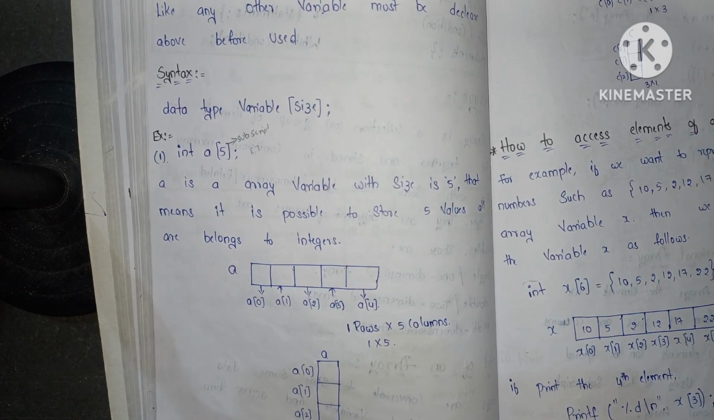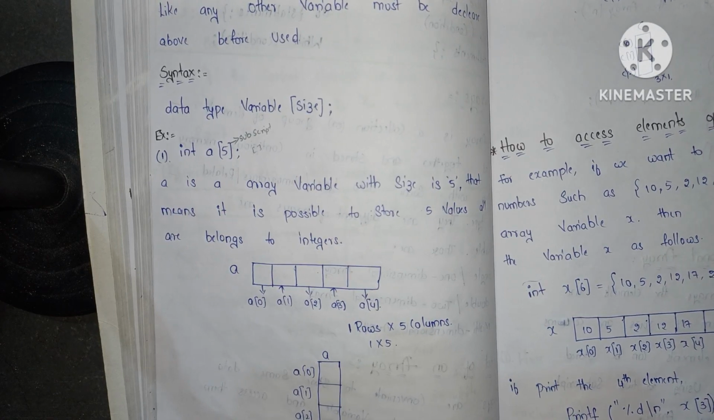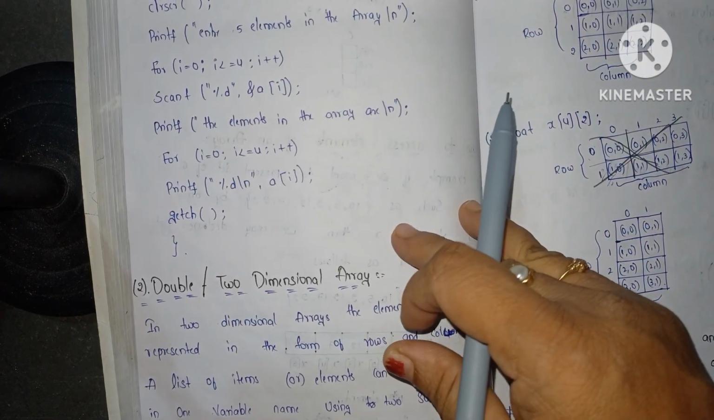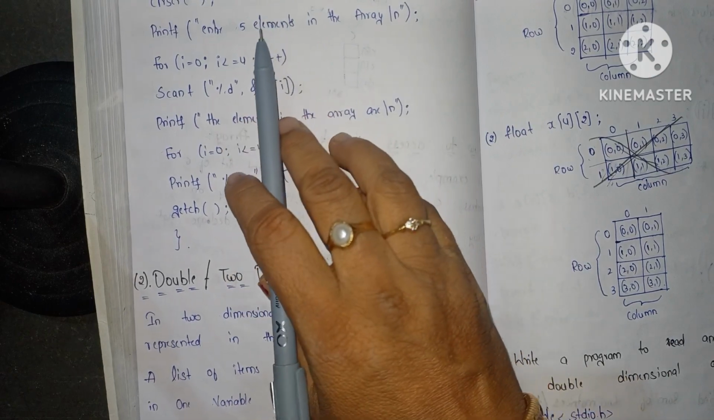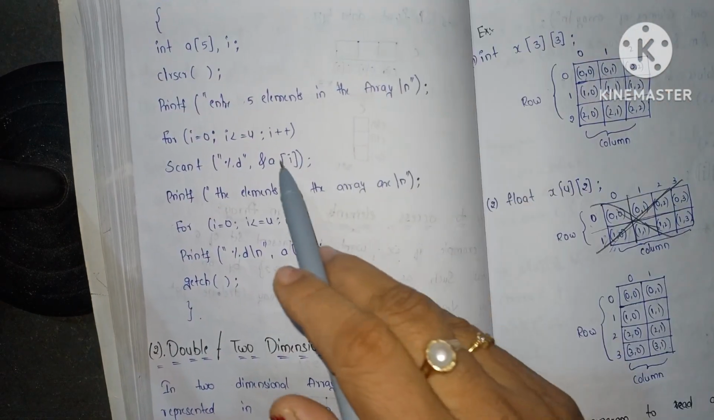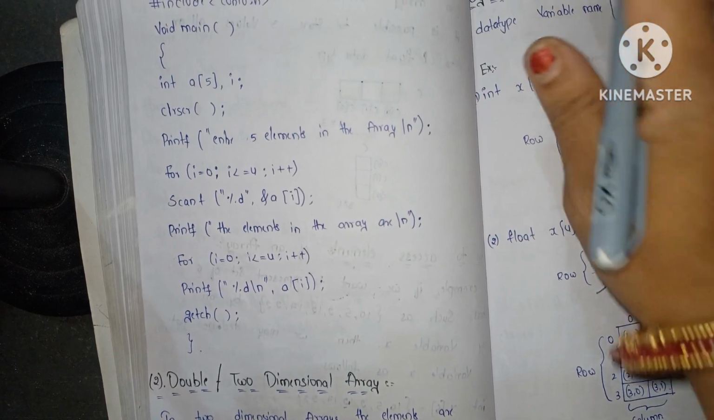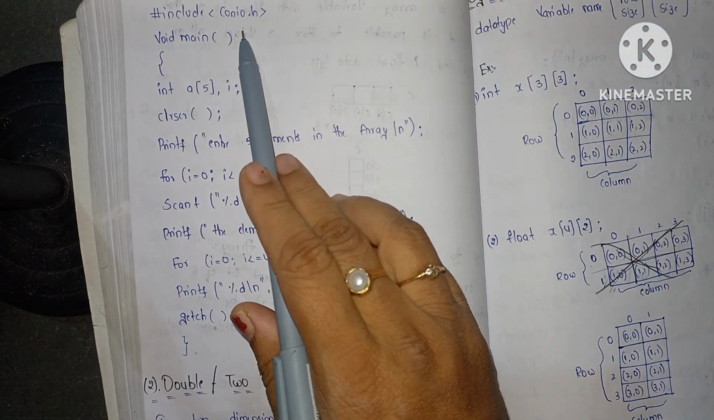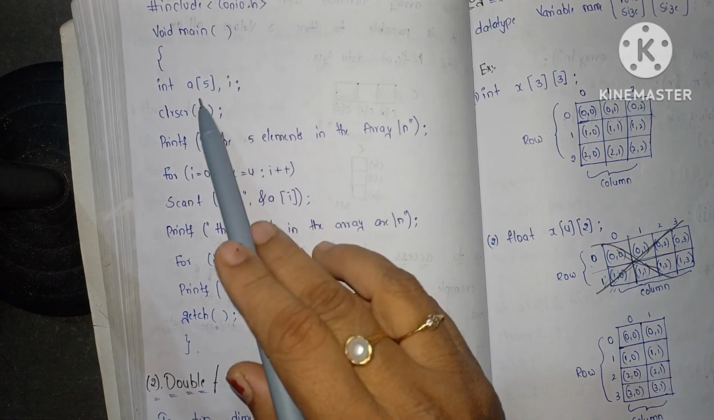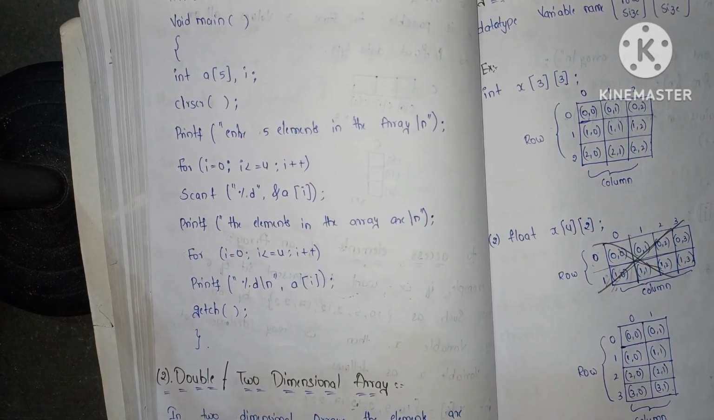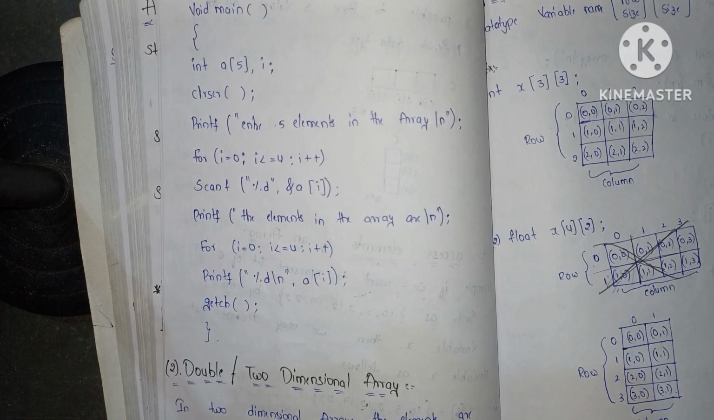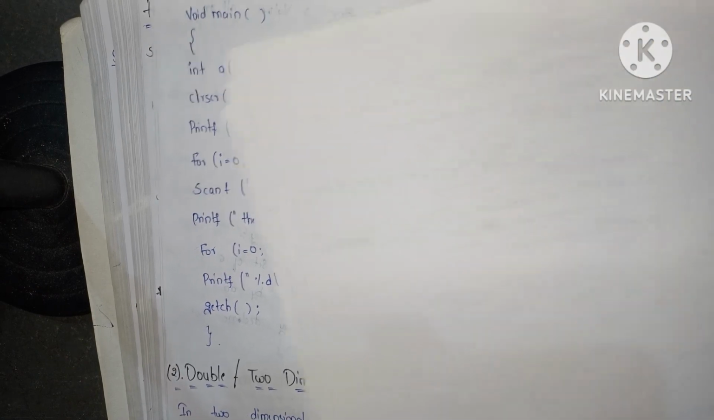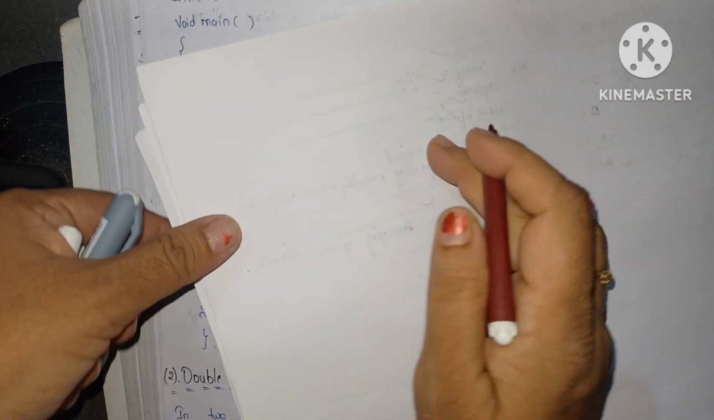Next, I will explain some important programs in arrays. The first one is how to create and how to access the elements in a single dimensional array. #include <stdio.h>, #include <conio.h>, void main, int a[5]. Example, we have to write it like this: int a[5]. Here it is a single dimensional array.